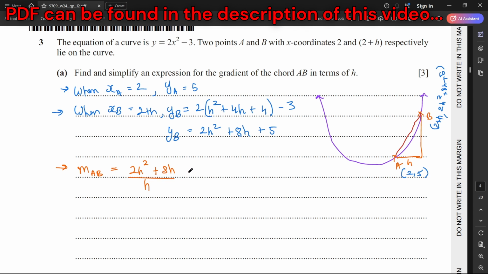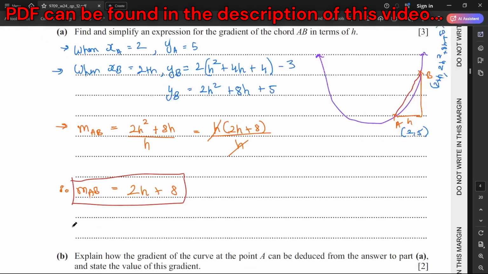That is, I just need to take h as a common factor from the numerator part, and then it's going to become 2h plus 8. And in the denominator, I was having h. So this h and this h get cancelled out. So finally, I'm left with the gradient of the chord AB in terms of h, that is 2h plus 8. And that becomes the final answer for part A in question 3.